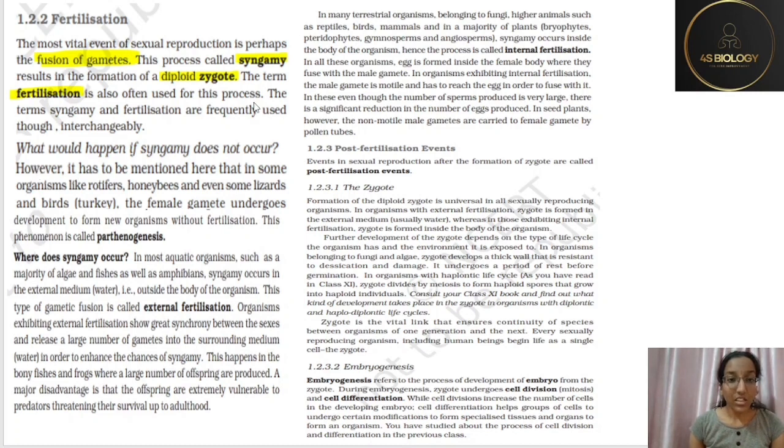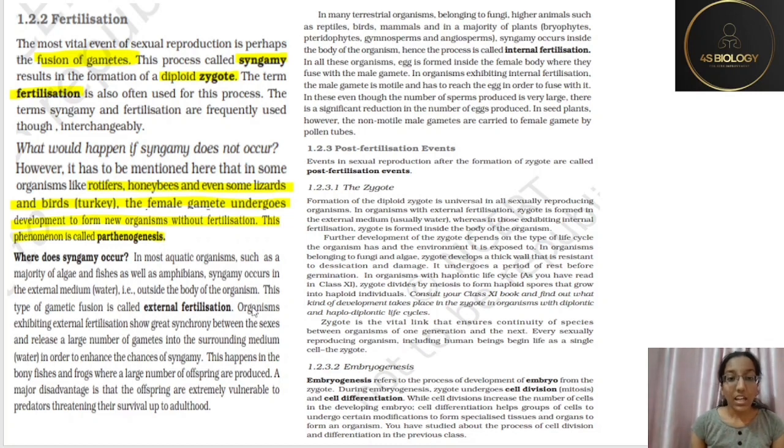Next, however, it has to be mentioned here that in some organisms like rotifers, honeybees, and even some lizards and birds, turkey, the female gametes undergo development to form new organisms without fertilization. Yes, this is important. This is parthenogenesis: the female gamete will undergo development without fertilization, without fusion. In which ones? Rotifers, honeybees, lizards, and birds like turkey. In these four, parthenogenesis occurs. This process is parthenogenesis.